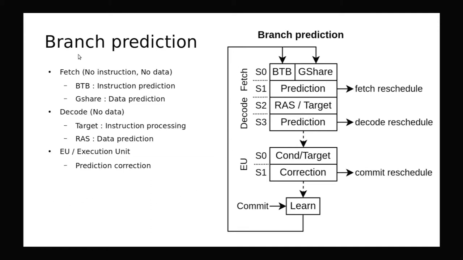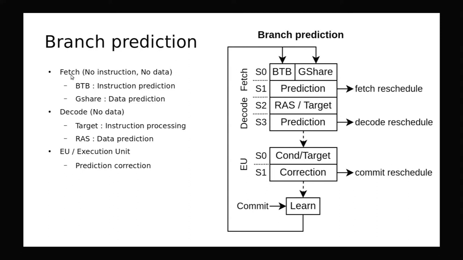But it is an interesting thing still. So the branch prediction is done in multiple layers. The first layer is done in the fetch stage. So it's very early in the pipeline.